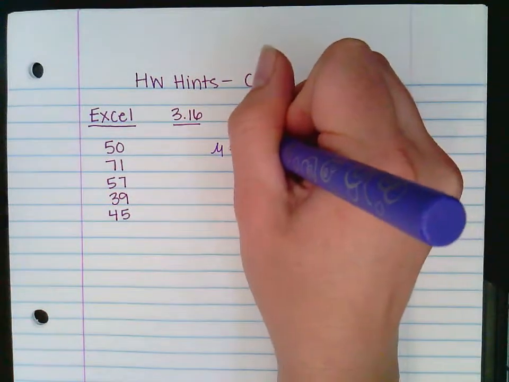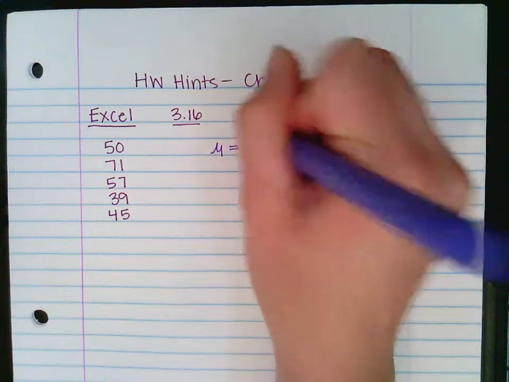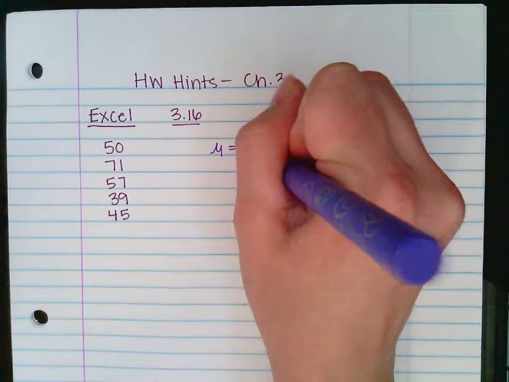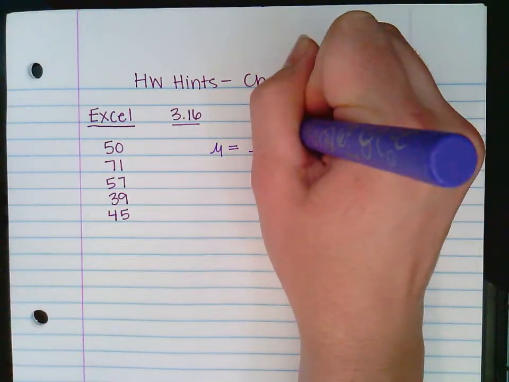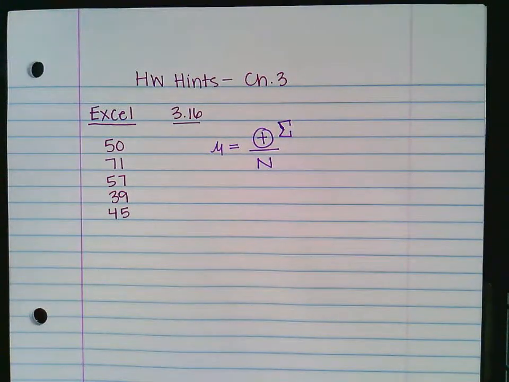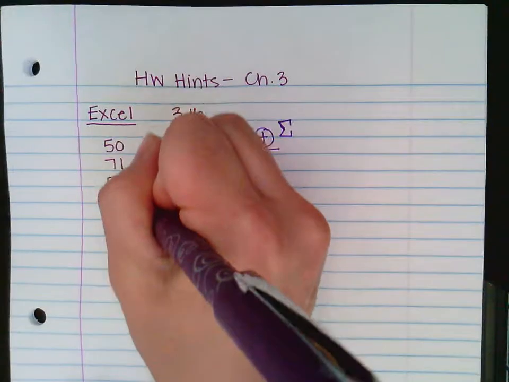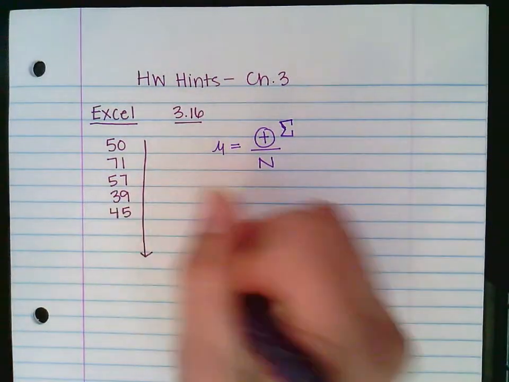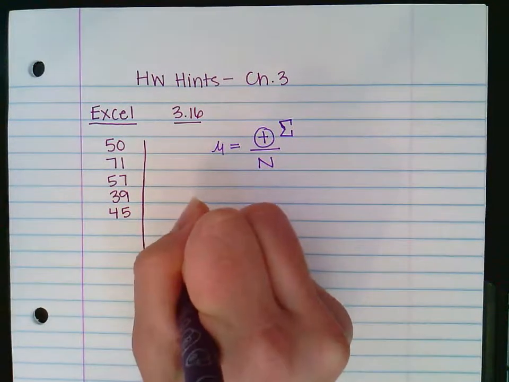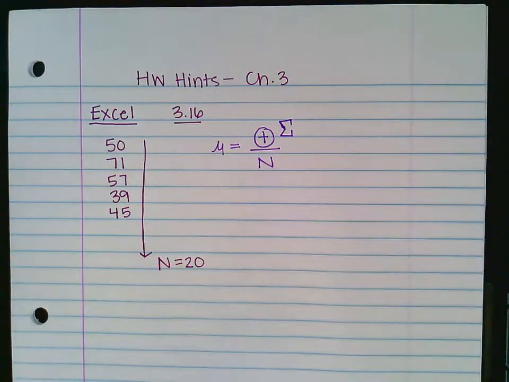by just adding up all the pieces and dividing by n. And the symbol for that is going to be this summation sigma, that we will use. But just adding them all up and dividing by n. And in this problem here, let me double check, yeah, n equals 20. And so you can actually do this also in Excel.